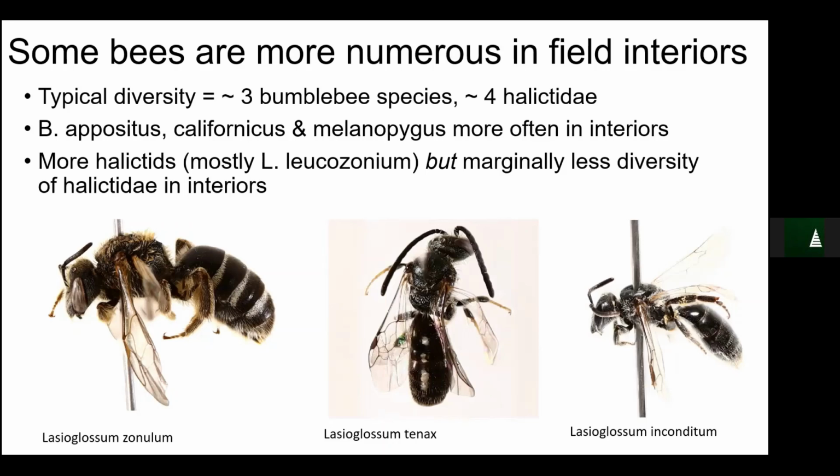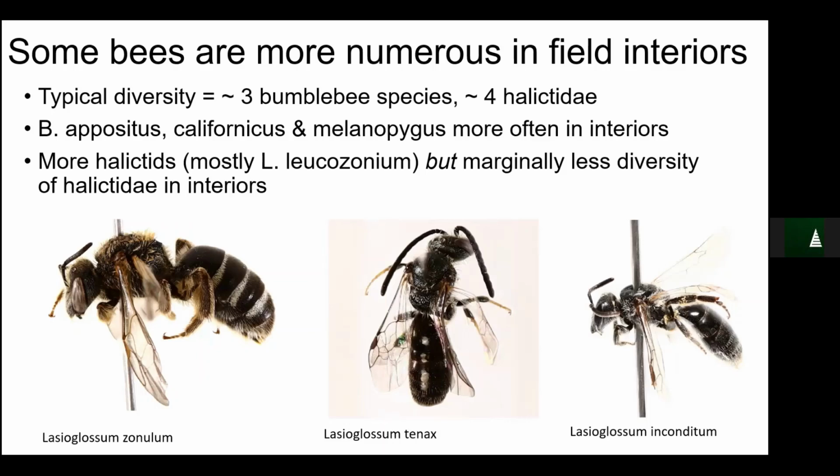And then in terms of the sweat bees, the halictids were more numerous in field interiors. But the interesting part here is, yes, there were more sweat bees in field interiors, but they were slightly less diverse. So when you got a sample out of a field interior, usually there would be a lot of halictids, but they would be only 2 or 3 species.